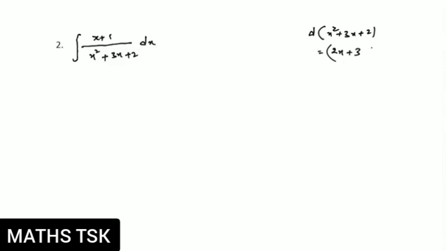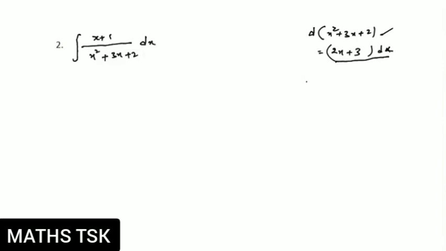A problem is given like this: integration of (x + 1) by (x² + 3x + 2); the root is not given. Now come here, two parts we have to work on. The first work: what is the derivative of x² + 3x + 2? You can write it very easily, (2x + 3) into dx is the derivative of this. You can consider this as the derivative of the total quadratic, right?